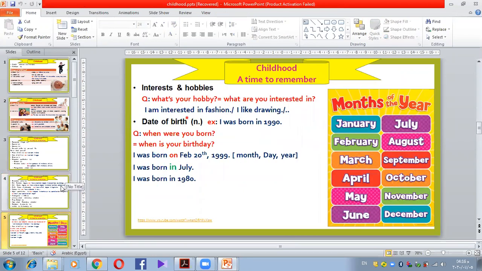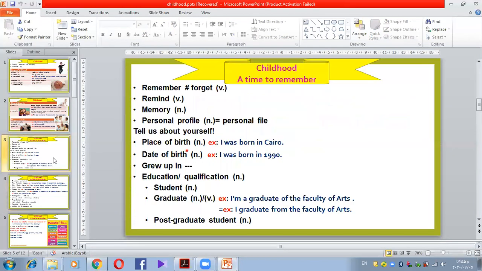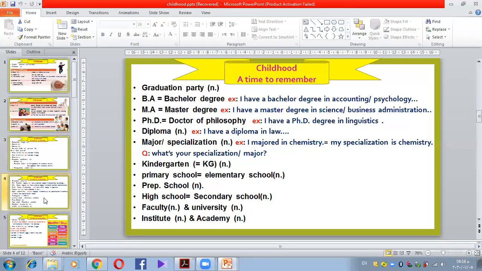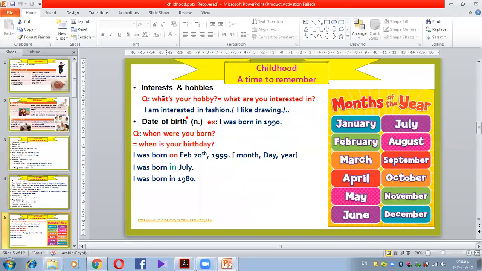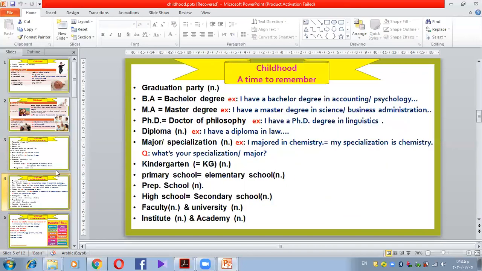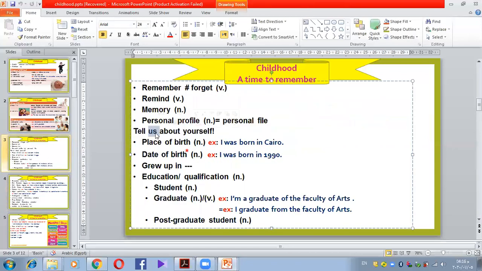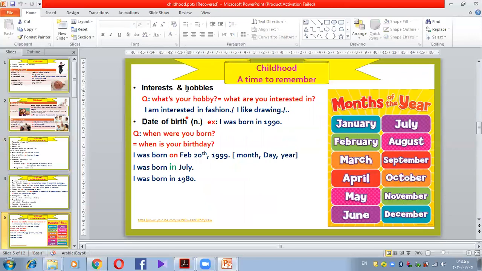Before I give you the rest of the words, I have just another word here I want to comment on. Yes, interests and hobbies. When you speak about ourselves, you can speak about what interests and hobbies you have. What are your interests? What are your hobbies? What's your hobby? What are you interested in? What is something that you like to do if you have spare time or free time? I'm interested in fashion. I like drawing, for example.